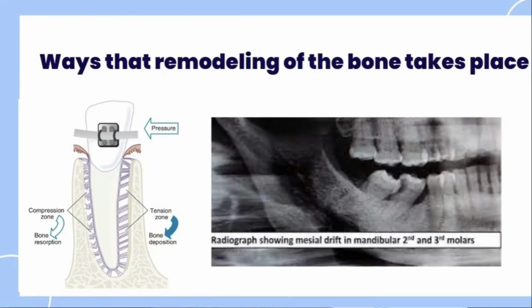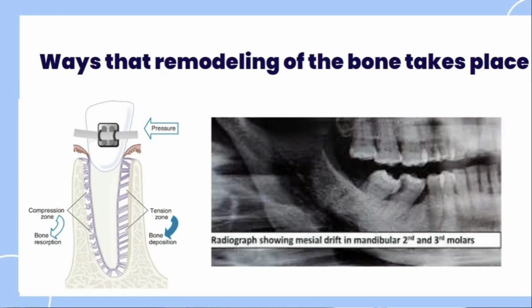Ways that remodeling of the bone takes place. So we have orthodontic therapy as well as physiological drift. So what happens in orthodontic therapy is that there is a compression zone and a tension zone. So in the tension zone, there is bone deposition, and in the compression zone, there is bone resorption.